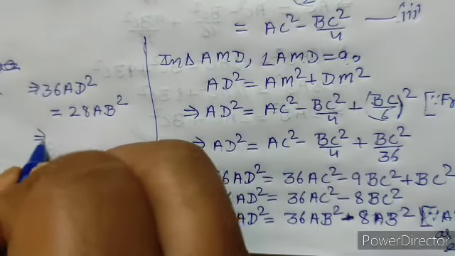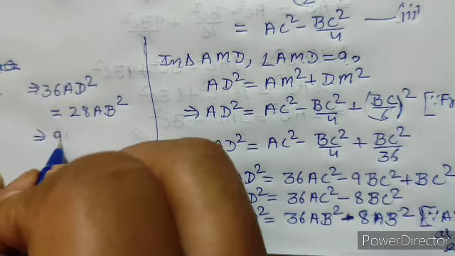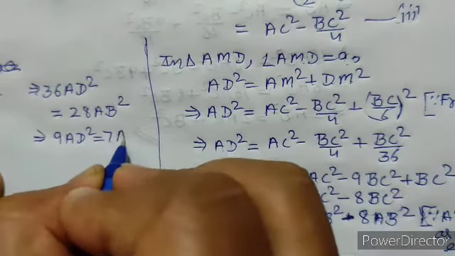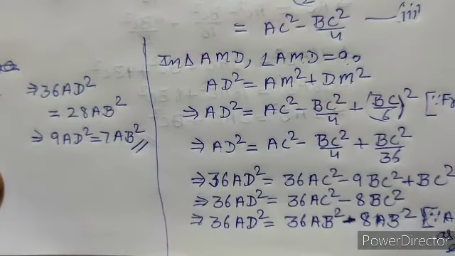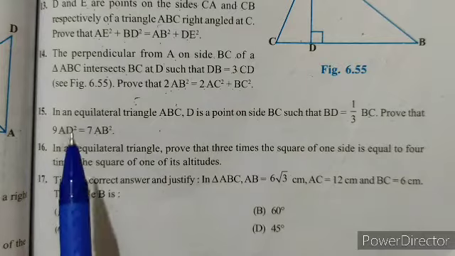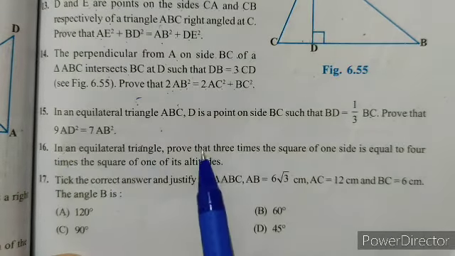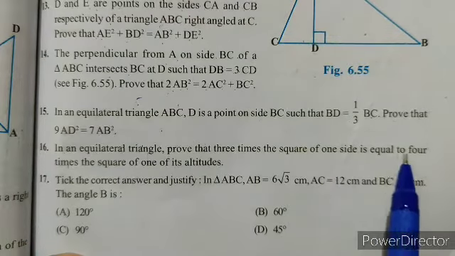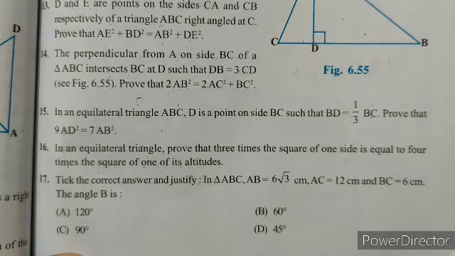On dividing both sides by 4, we will get 9AD square equal to 7AB square, which we had to prove. Now in question number 16, in an equilateral triangle, prove that 3 times the square of one side is equal to 4 times the square of one of its altitudes.